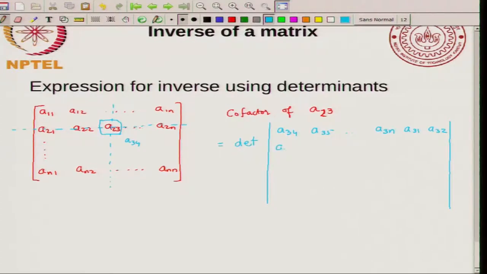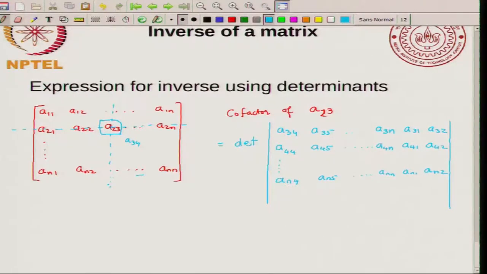Then in the next row, you will start with A44, A45, and you go all the way up to A4n, A41, A42. So you go all the way up to An4, An5, Ann, An1, An2. That is what you will end up with in this last row.